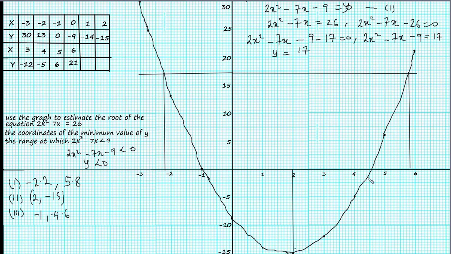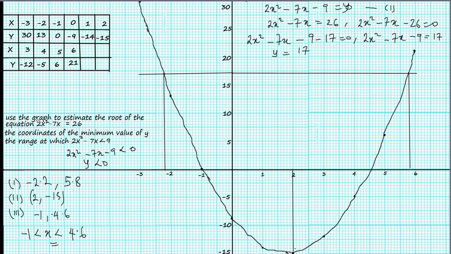Now, what are those values? It's from this place to this place. So you write your x. So x is greater than -1, and is also less than 4.6.